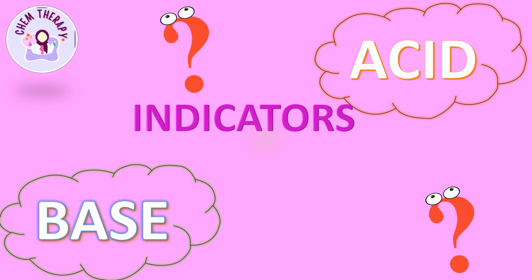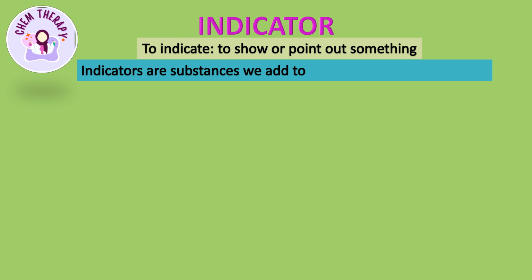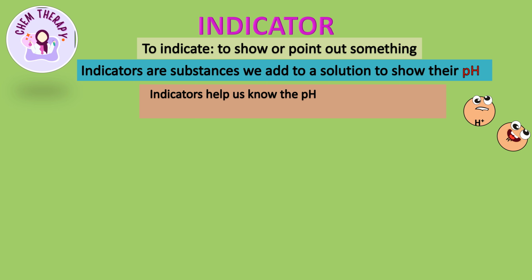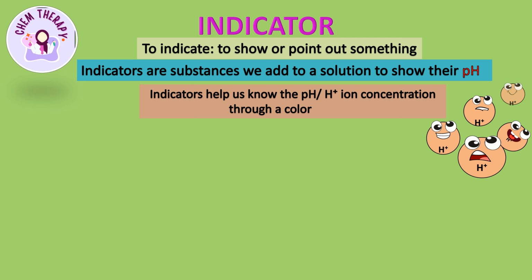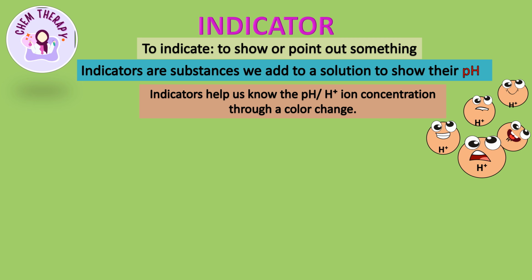So let's begin. The term indicate means to show or point out. Indicators are the substances that are added to a solution to show or indicate its pH. Indicators can actually help us tell the concentration of hydrogen ions in a solution through a color change.